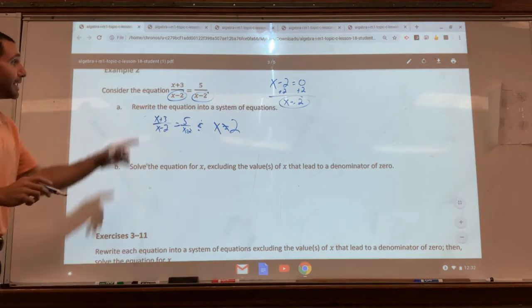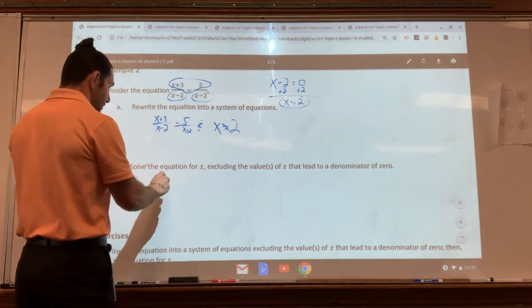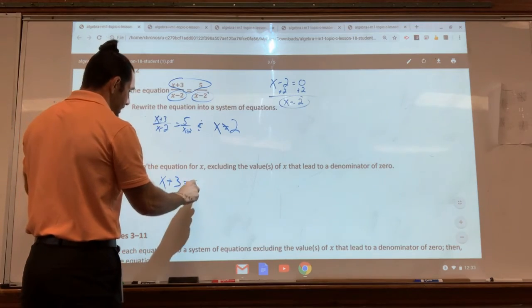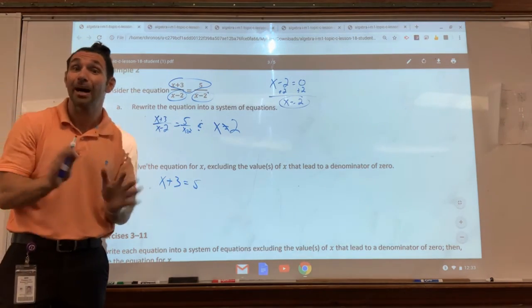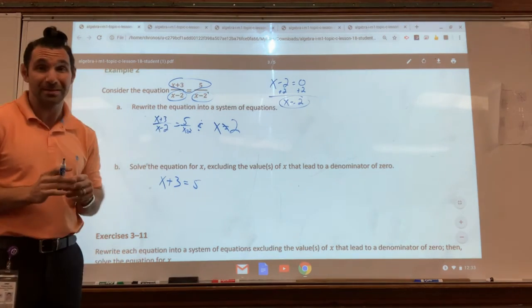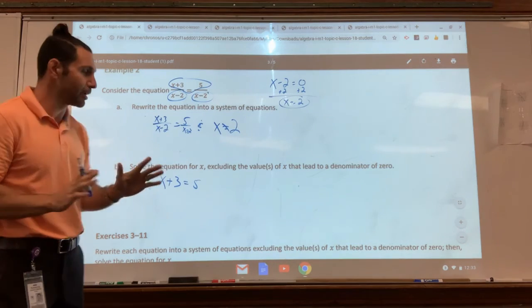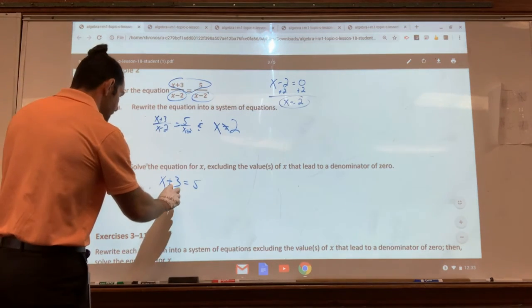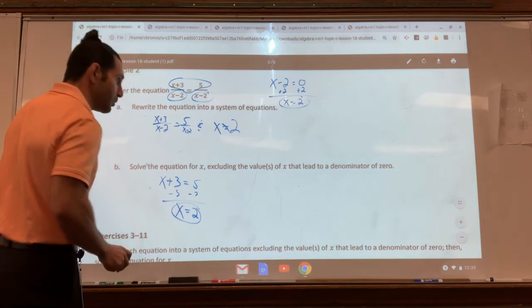Solve the equation. If there's an x in the numerator, we're only worried about the numerator. Now, are there other ways to solve this? Yes, but that's how Engage New York wants us to solve this. This is not how I would teach the math, but I'm going to go with Engage New York. If there's x's in the numerator, just deal with the numerator. We'll talk more later in this year about this. Subtract 3 from both sides. x equals 2.